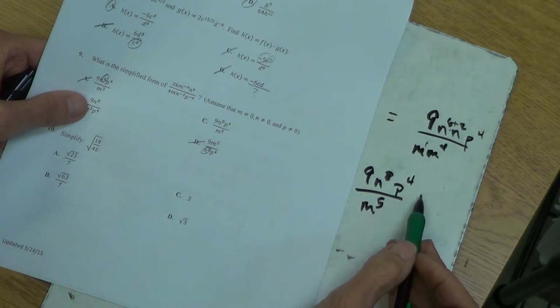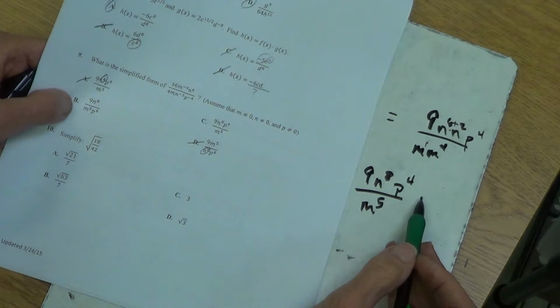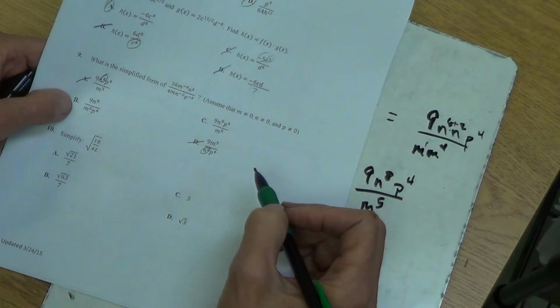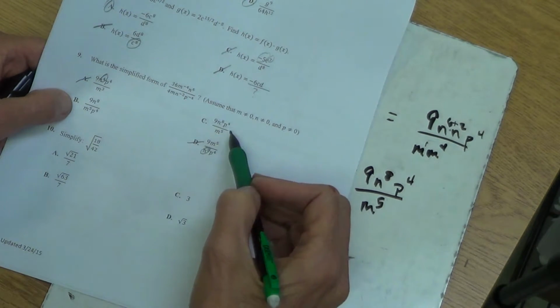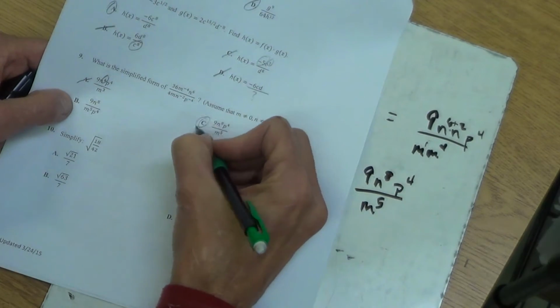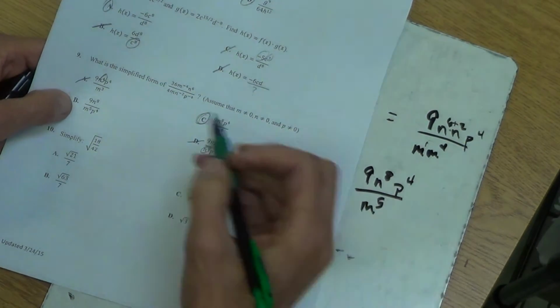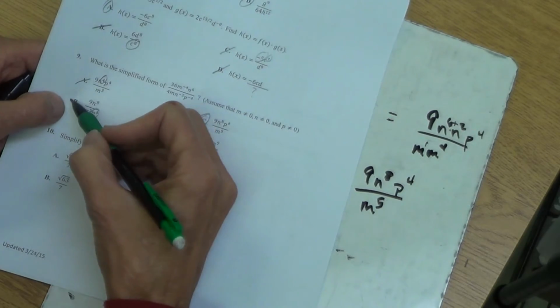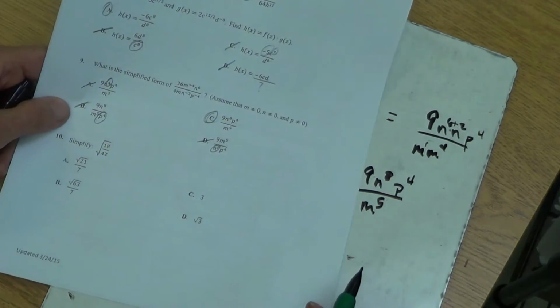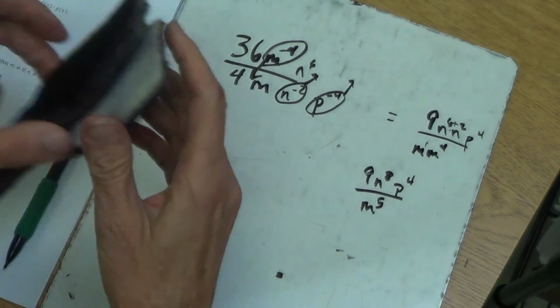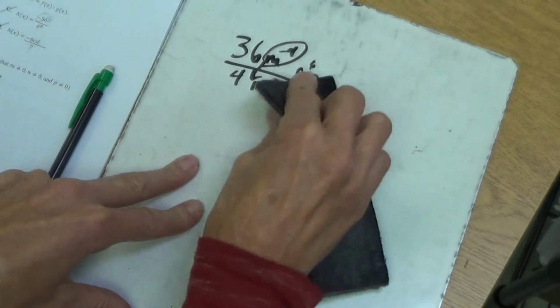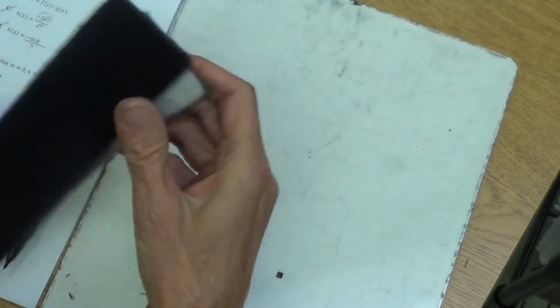P to the 4th is only happening in A, which is already eliminated, and C, which has not been eliminated. Okay? It does not occur in the right spot on B, so that's why it's out. Make sure to eliminate wrong answers. In multiple choice in math, the answers can be so similar you really want to look closely and do elimination.